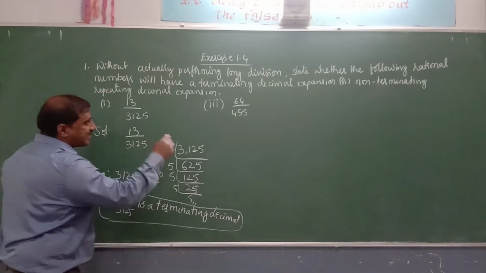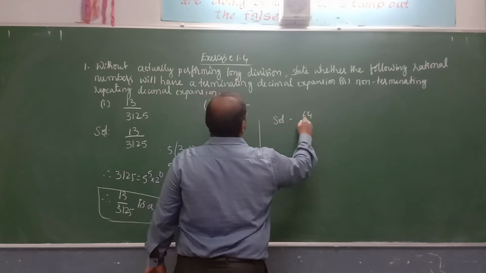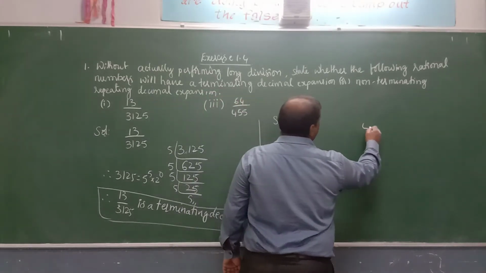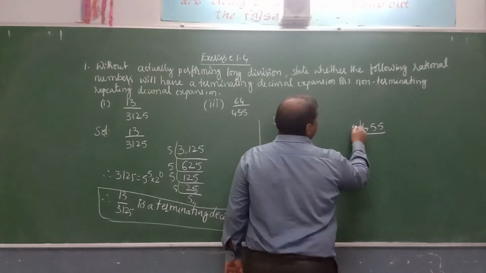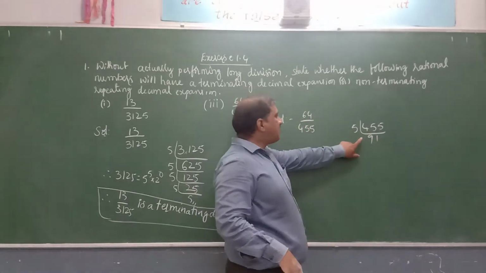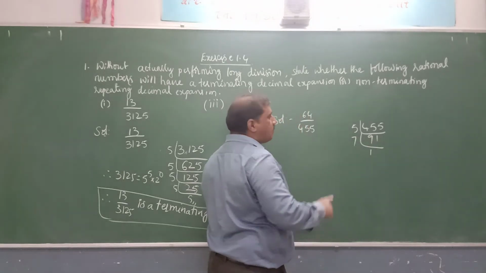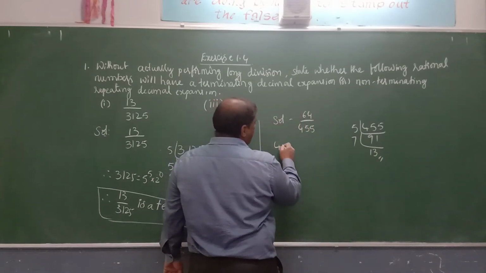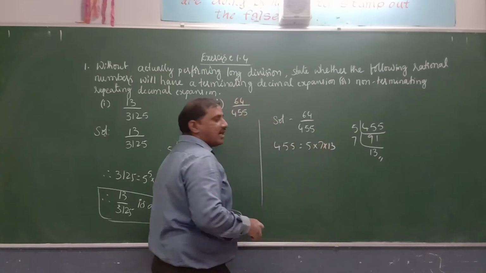So now we will discuss the next sum, that is the third sum. Here we have 64 divided by 455. Find the prime factors of 455. 5 is there in the units place, therefore it is divisible by 5. 5 nines are 45 and 5 ones are 5. Then divisible by what? 7. 7 ones are 7, 9 minus 7 is 2, bring down 1, 21, 7 threes are 21. 13 we got. Therefore 455 is equal to 5 into 7 into 13.